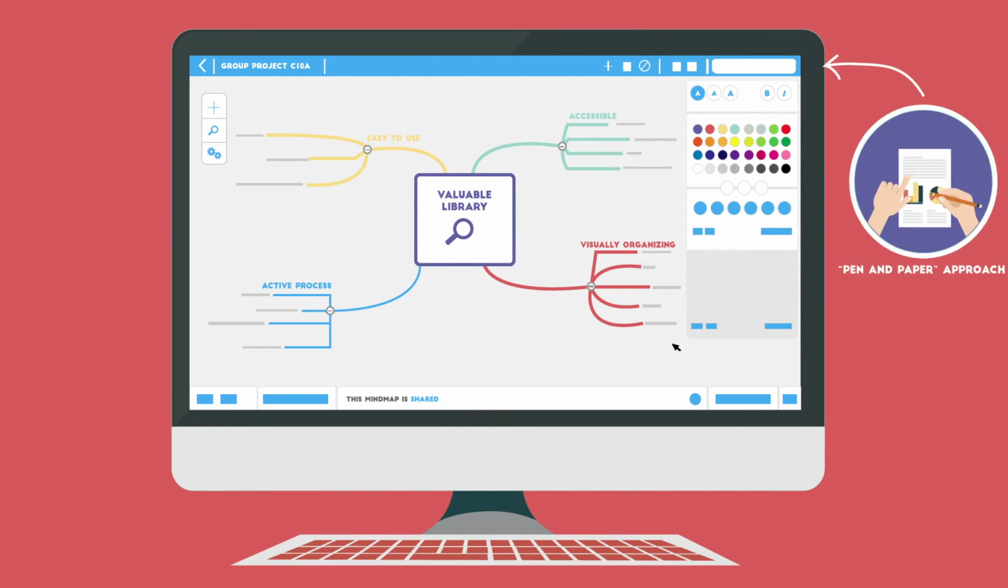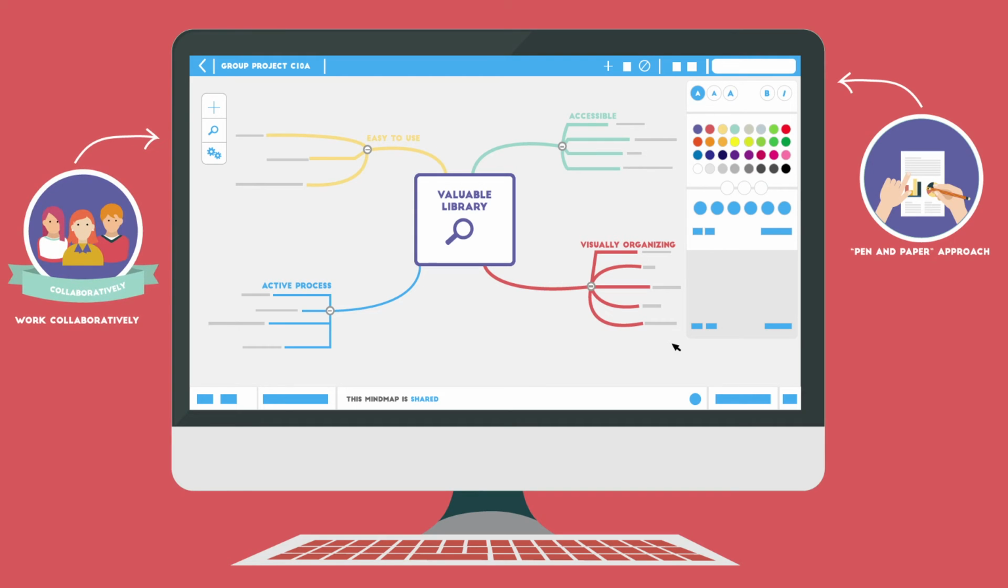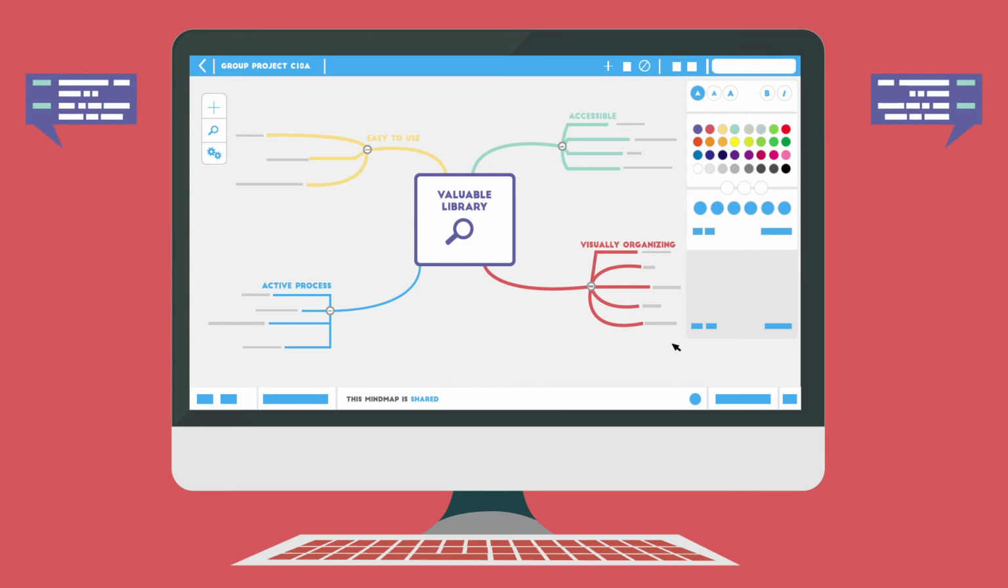Online mind maps facilitate the creation of mind maps similar to a pen and paper approach, but also allow mind maps to be developed collaboratively between a number of students either in real time or asynchronously over time. These can then be shared with group members, with other students, or with you, the lecturer, so progress can be tracked and feedback can be given.